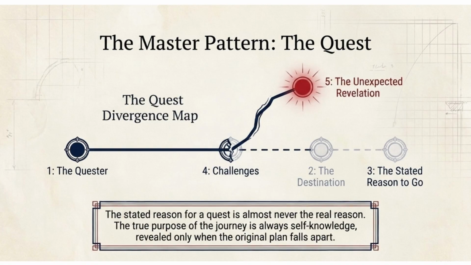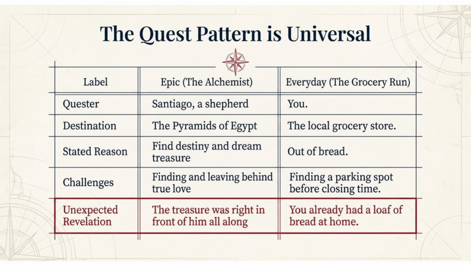But if you run out of bread, and it becomes your reason to go to the grocery store, a destination, you become a quester too. A challenge might be to find a parking spot, or arrive at the store before it closes. Eventually, you'll unexpectedly find you still have a loaf at home after you come back. See, it has all the elements of a quest, even though it's a very trivial scenario. Now you can pay attention and find the quest structure in other books and events.